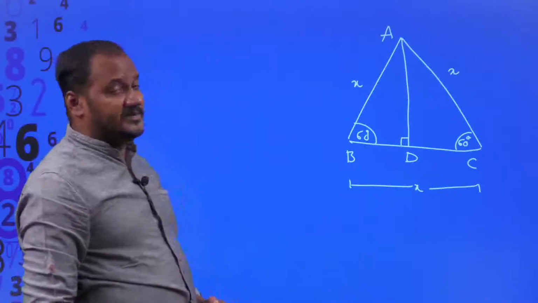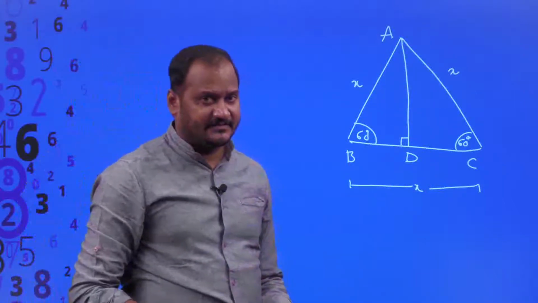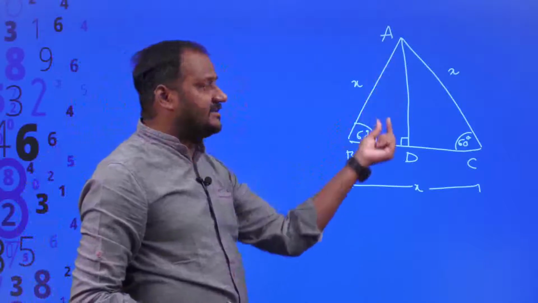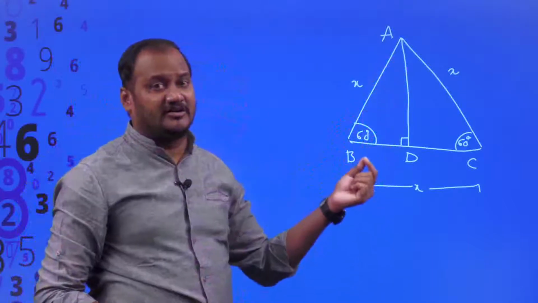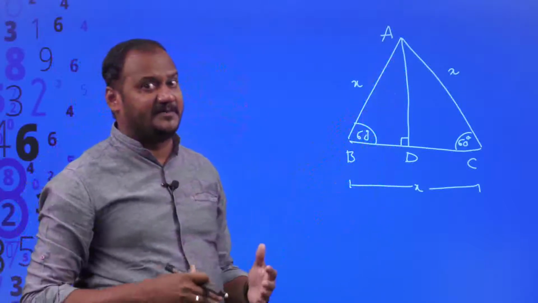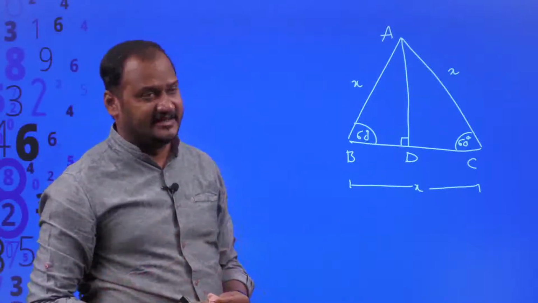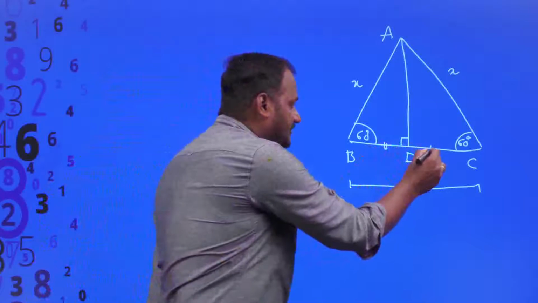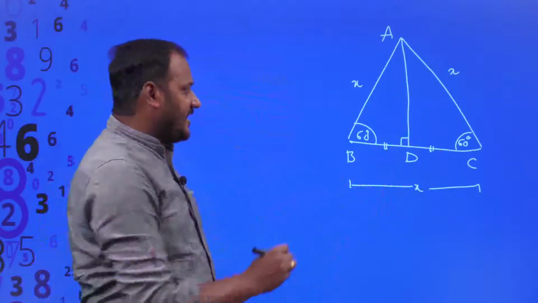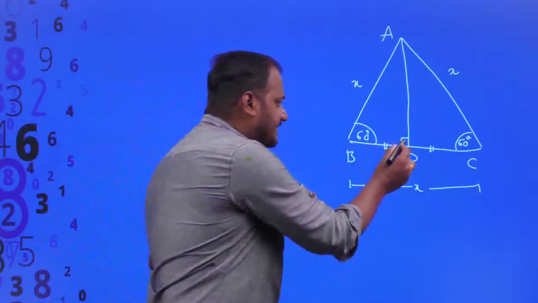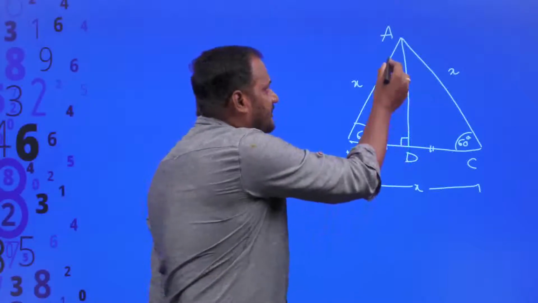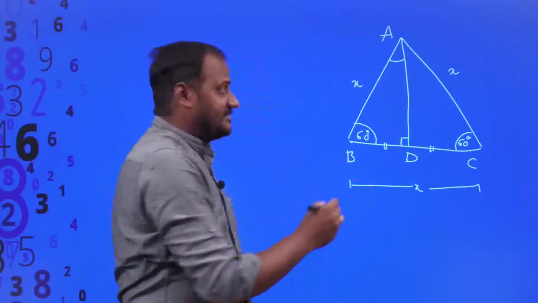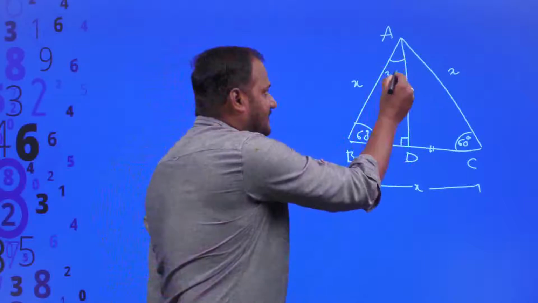But according to the properties of an equilateral triangle, the altitude or perpendicular drawn on one of the sides will be the perpendicular bisector of the side. So that BD is equal to DC, right? And this is 60 degrees, this is 90 degrees. In this triangle, obviously this angle is going to be 30 degrees, okay?